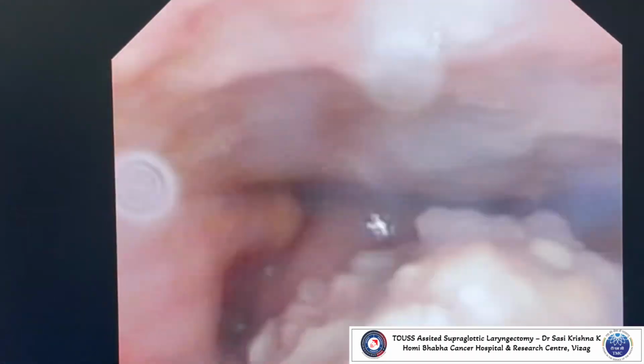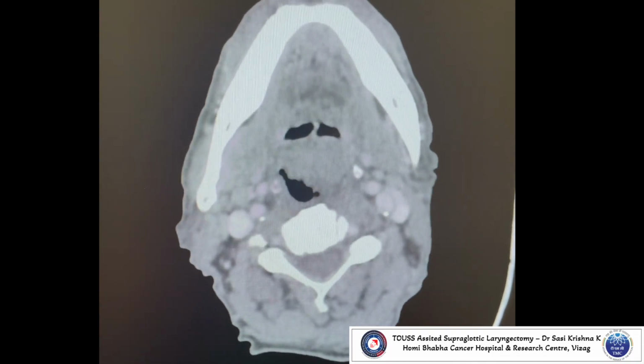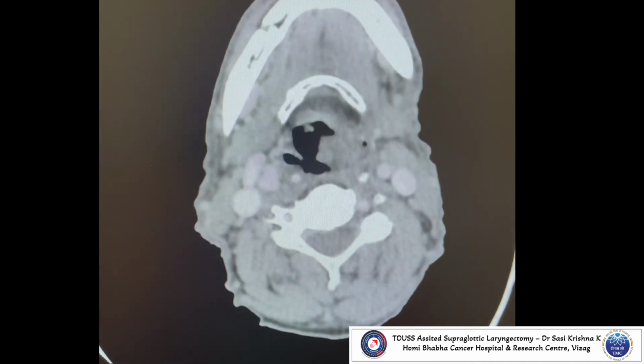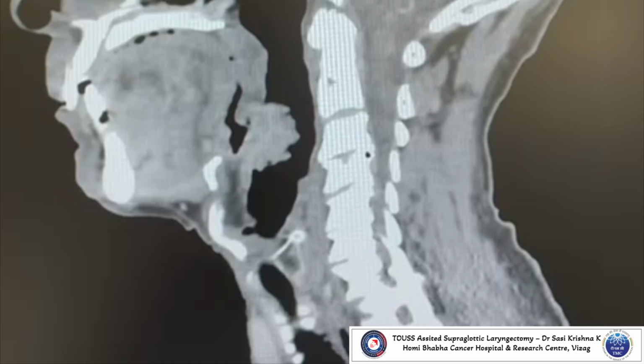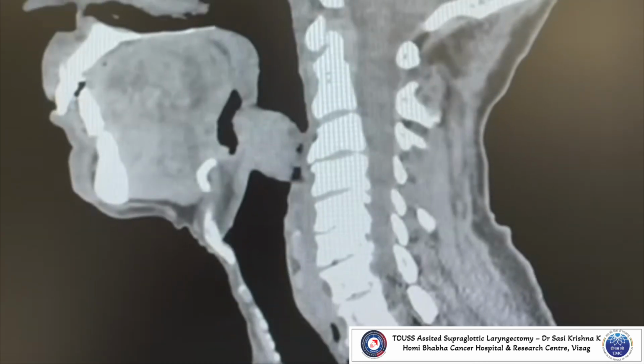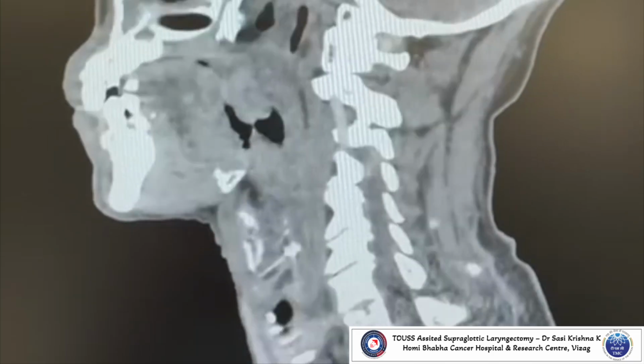These are the axial and sagittal cuts of contrast CT showing bulky proliferative growth involving suprahyoid epiglottis. Pre-epiglottic space is free and there are no suspicious neck nodes. CT thorax showed no distant metastasis, so the final diagnosis is carcinoma epiglottis, clinically T1N0M0.